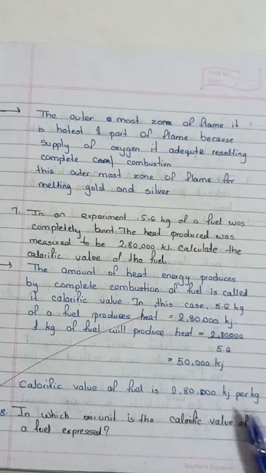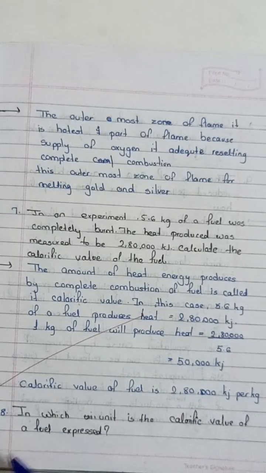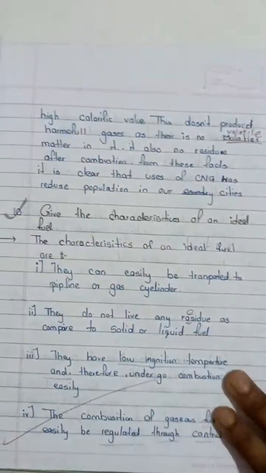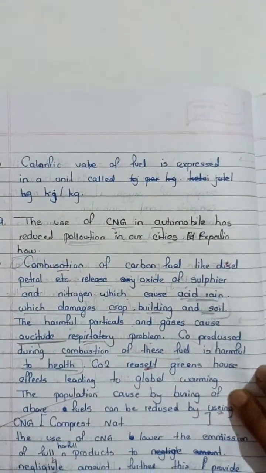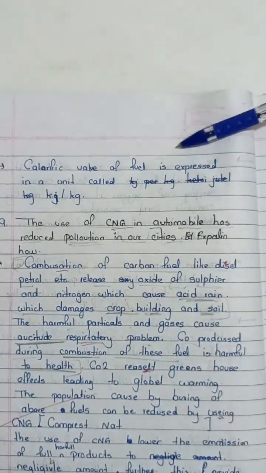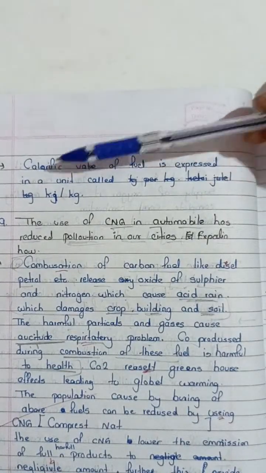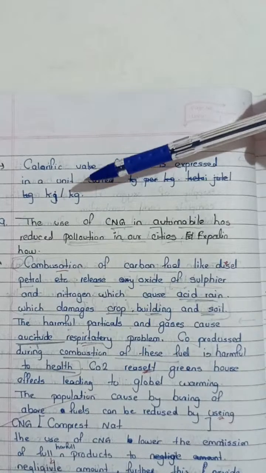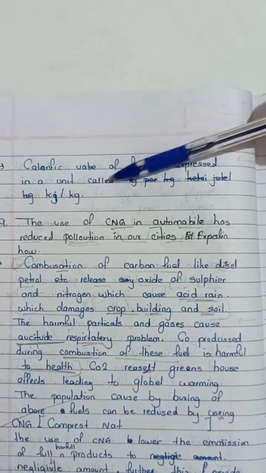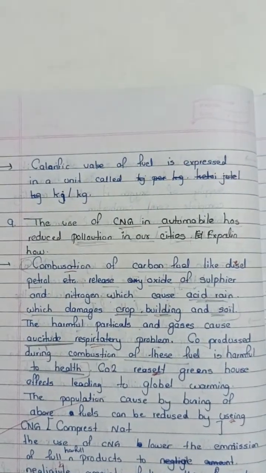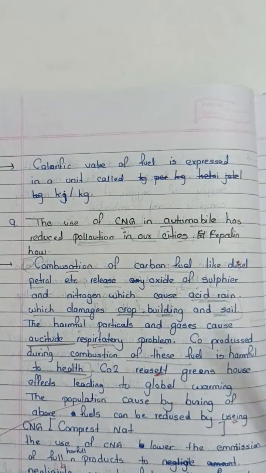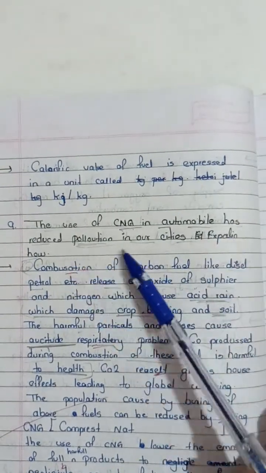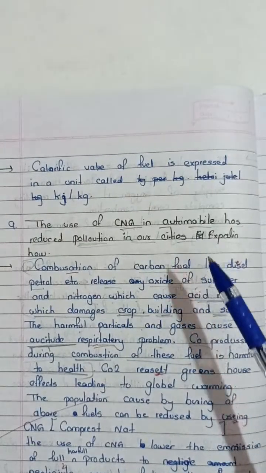In which unit is the calorific value of a fuel expressed? The calorific value of a fuel is expressed in a unit called kilojoule per kg. Ninth, the use of CNG in automobiles has reduced pollution in our cities.